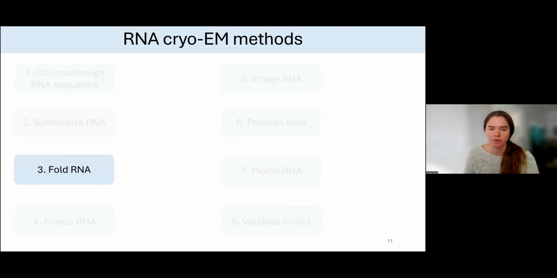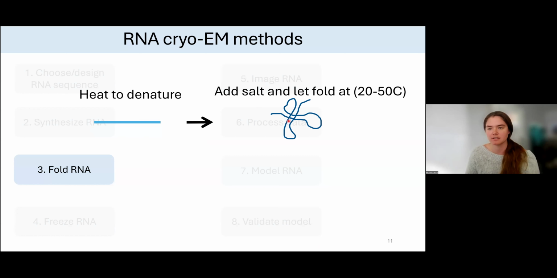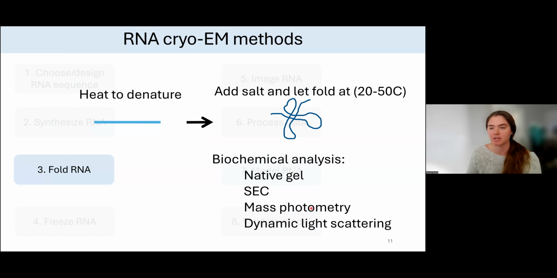Folding the RNA. So in most of our studies, we are refolding it. What that means is we heat up the RNA to denature it, and then we add salt and let it fold again, normally at 20 to 50 degrees Celsius, depending on the RNA. We can then biochemically analyze what the fold is like. So we do this through things like native gel, size exclusion chromatography. Recently, with some of our larger complexes, we've been using mass spectrometry and dynamic light scattering, but these are not so useful for small complexes.